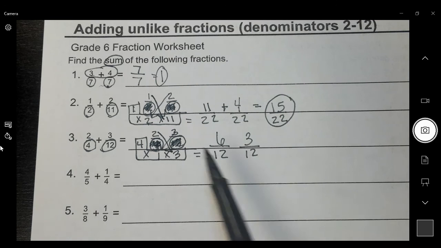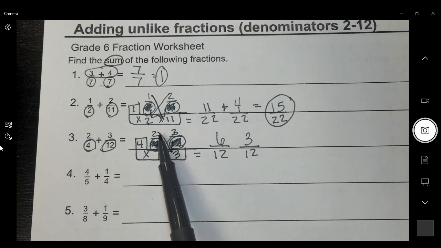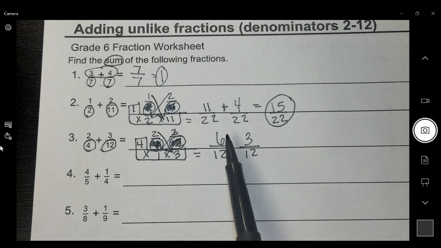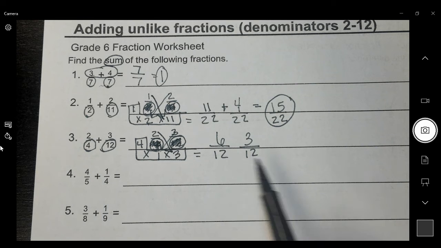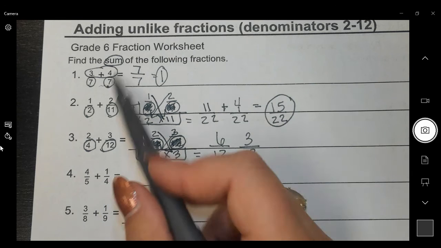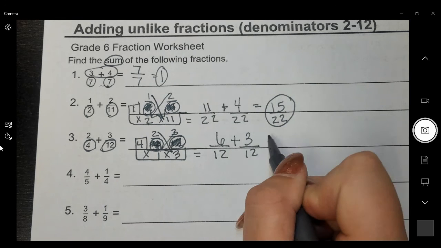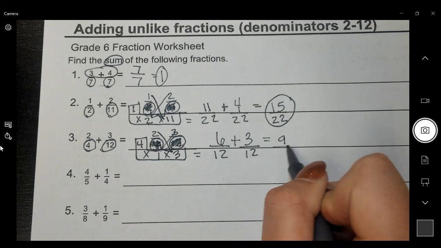Notice you have to go in the same order. 2/4 came first, so that's what I'm focusing on first, and that's what's going to come first. If you mix them up, especially when it comes to subtraction, you're going to get the wrong answer because order does matter. Once again, I'm finding the sum, so I need to add, and I get 9/12.